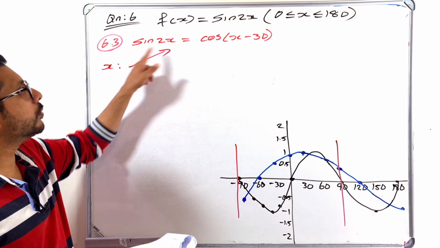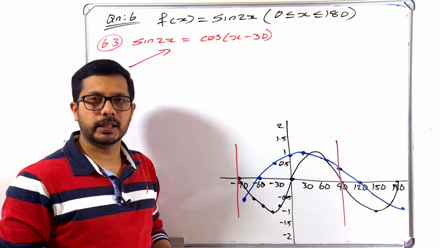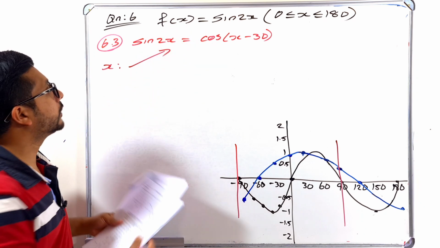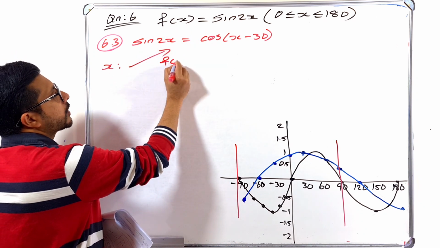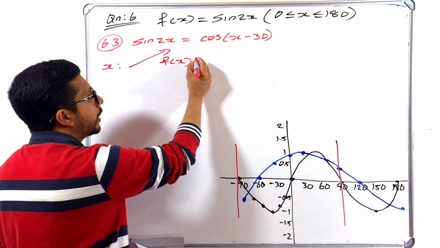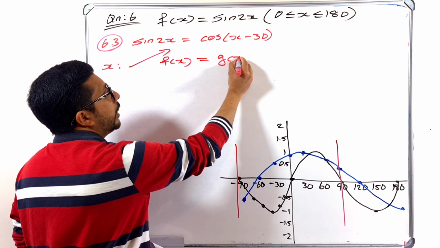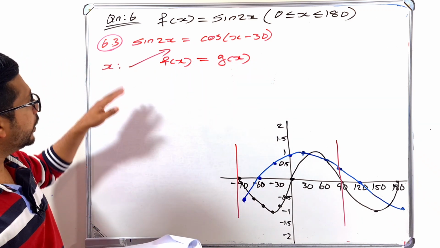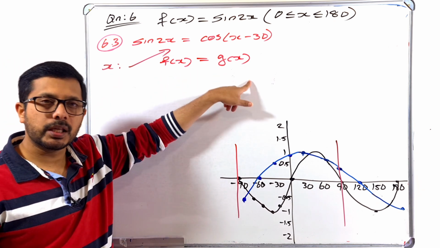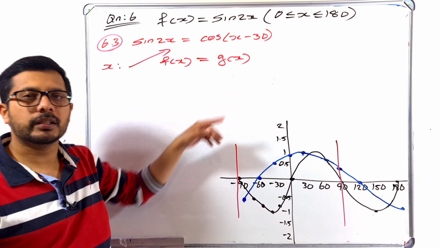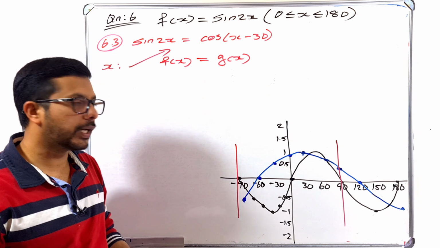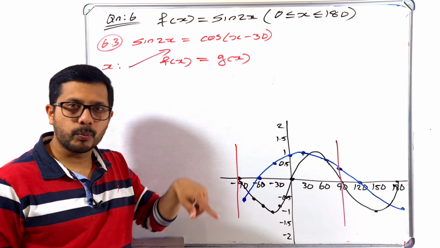Sin 2x is equal to cos of x minus 30. Okay, actually what is the sin 2x? Is it not our f of x? So this one is f of x, and this cos x minus 30, the one that we drew now, that is g of x. Am I right? So the question is you have to find the x values where f of x is equal to g of x. And I hope now you know what f of x equal to g of x means. It means the points of intersection of both the graphs.